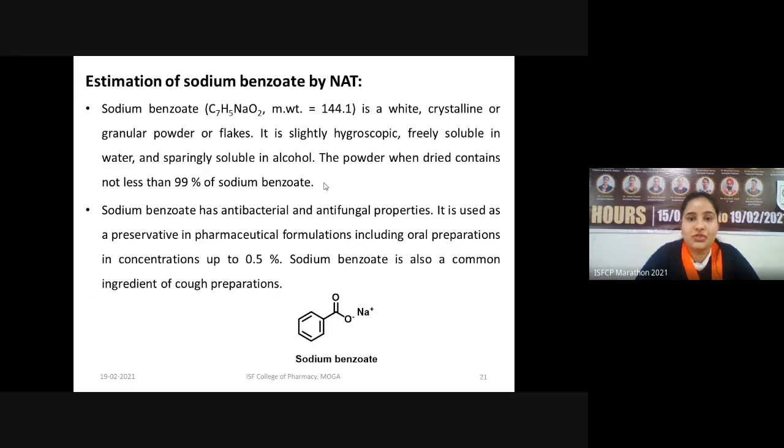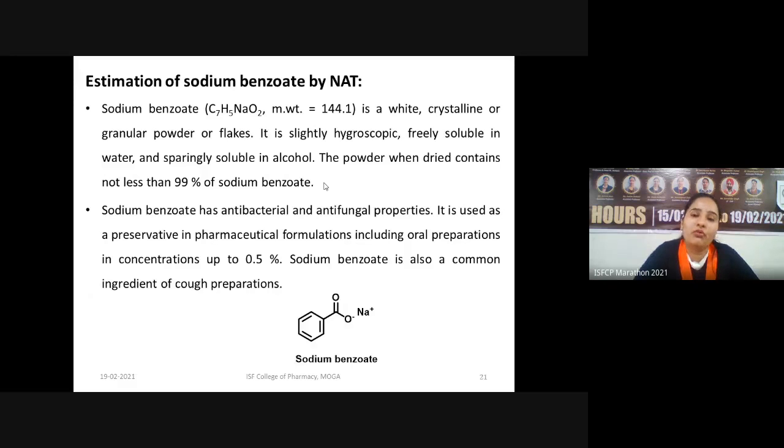Sodium benzoate is white in color. It is crystalline or in the granule form. It is slightly hygroscopic. Hygroscopic means it is moisture sensitive. It has a tendency to absorb moisture. It is slightly hygroscopic and it is freely soluble in water.